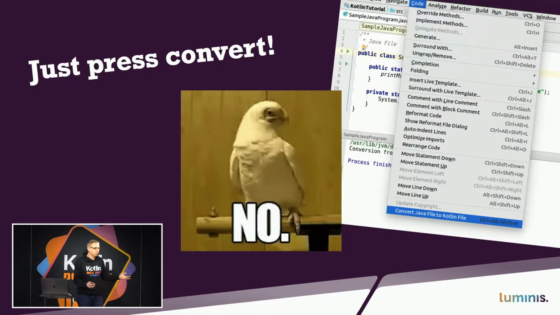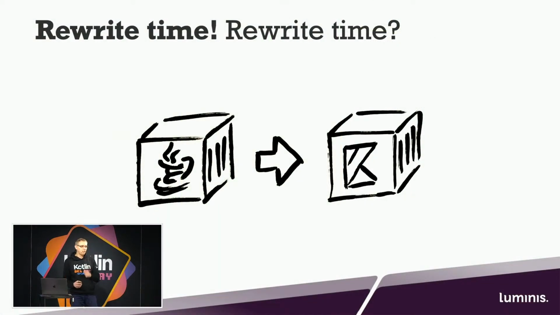You have null safety with Kotlin, but you have to write it in the right way. If you just convert your Java code, it's going to have nullable types all over the place. So this is not a good idea. So that means you have to rewrite. Oh boy, we have to rewrite.